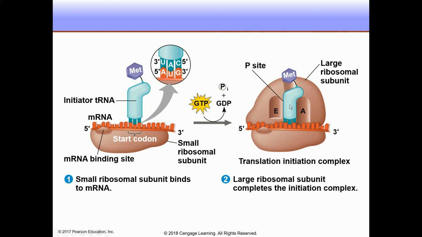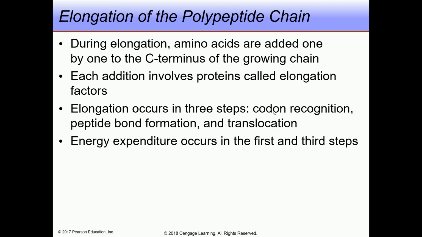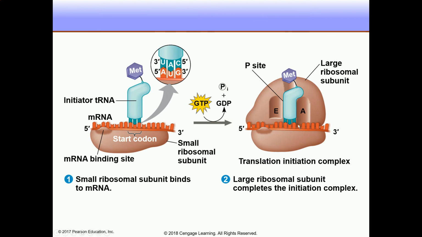So this is the translation initiation complex which is formed, and this transfer RNA which has methionine on this side is placed on the P site. So this is the A site, this is the P site, and this is the E site. And after initiation, this is the complex which is formed, okay? Now this site is free.